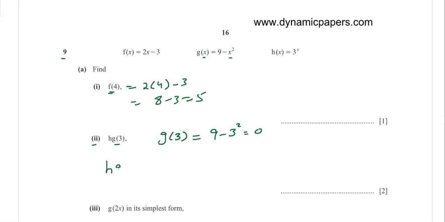Now h g of 3 means you write the value of g of 3 in h. So wherever x is coming here, I will write g of 3. So 3 to the power g of 3. What is g of 3? G of 3 is 0, and any number to the power 0 is equal to 1. That will give 1.